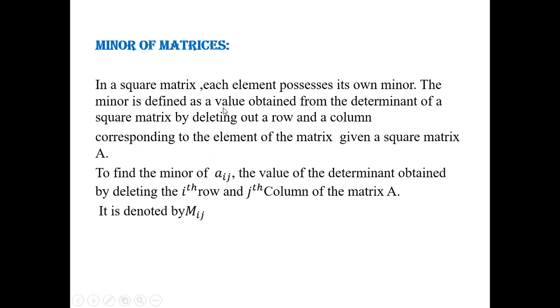If you want to find the minor of M11, we delete the corresponding row and column. The remaining element is the minor of M11. Similarly, we can find the minors M12, M13, M21, M22, M23, etc., depending upon whether the matrix is 2 by 2 or 3 by 3. To find the minor of Aij, we take the value of the determinant obtained by deleting the ith row and jth column of the matrix, which is denoted by Mij.